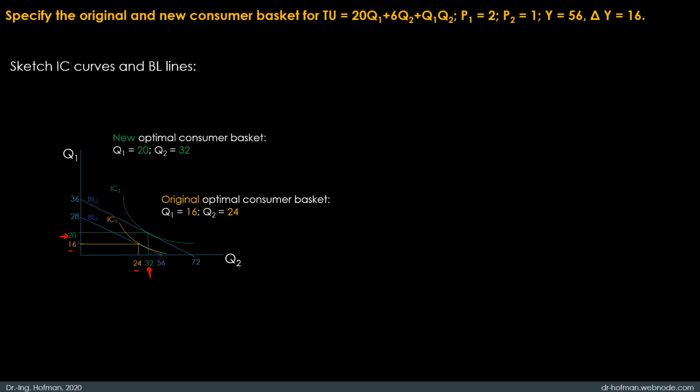The points which we calculated are for budget line 1: yield 56 over price 1, 2, which is 28. Yield 56 over price 2, 1, which is 56. Yield 72 over price 2, 1, which is 72, and yield 72 over price 1, 2, which is 36.